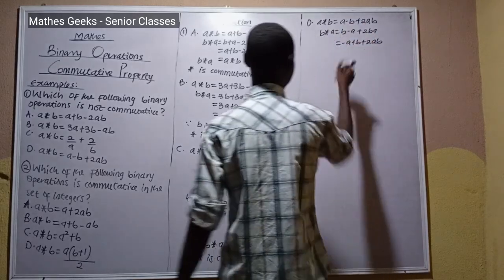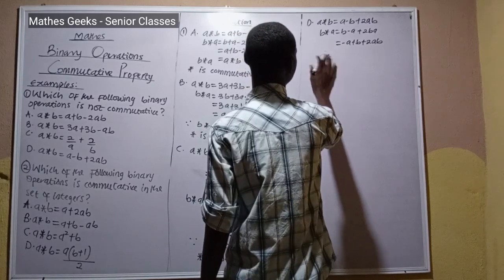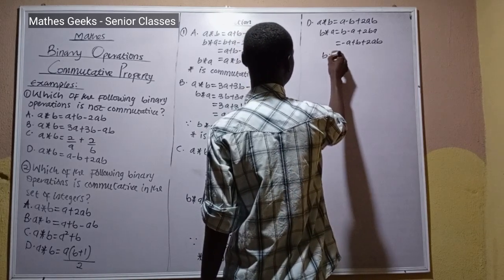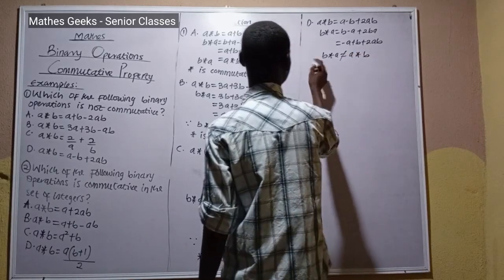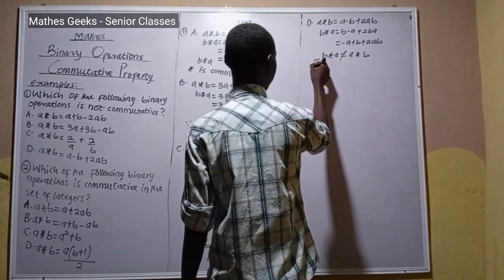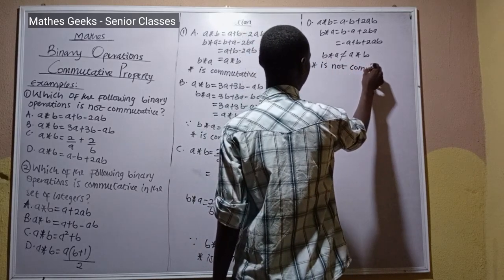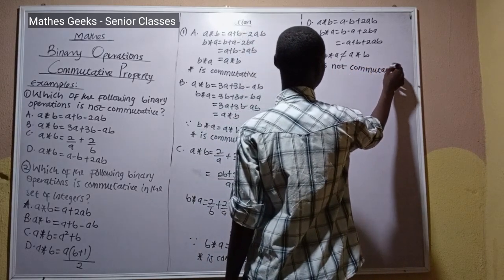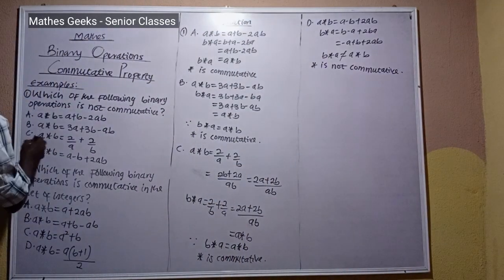So you can see that b star a is not equal to a star b. So what does that mean? It means that star is not commutative. Star is not commutative. So here our option is D. Answer is D.